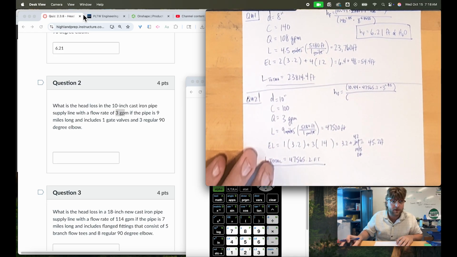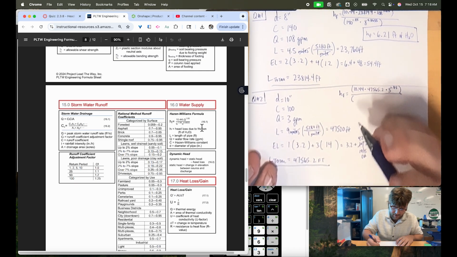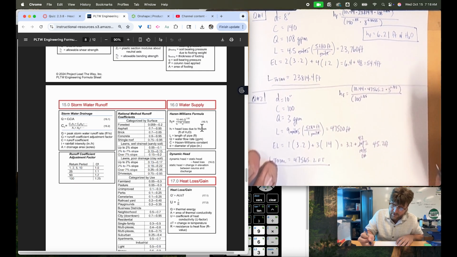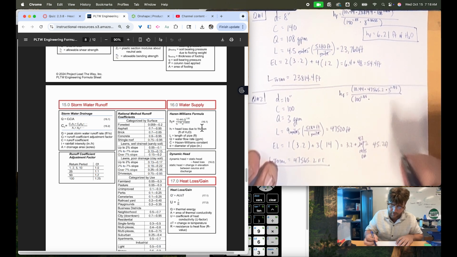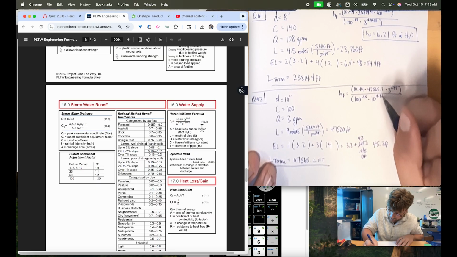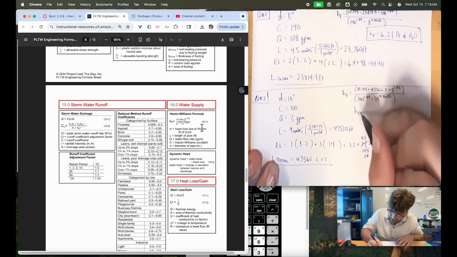Now, remember for this, if you need the refresher, C is on the bottom here. C is 100 in this particular scenario, and that's raised to the power of 1.85. Then we're going to multiply that by our diameter, which is 10 in this case, raised to the power of 4.8655. We're going to close that big parenthesis, and so now we can go ahead and punch this into our good old TI-84 calculator.